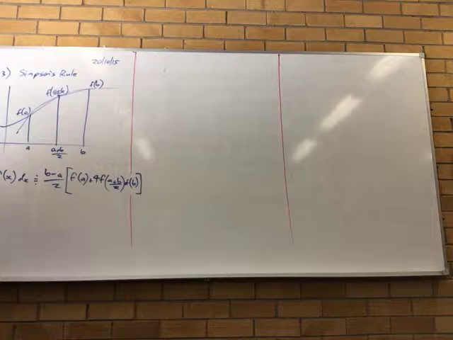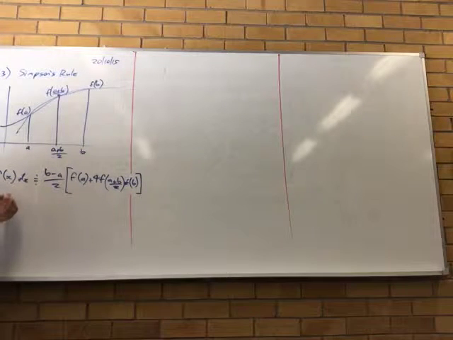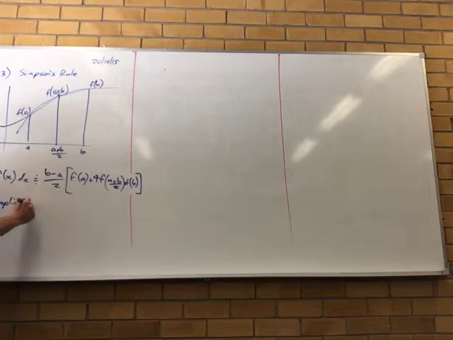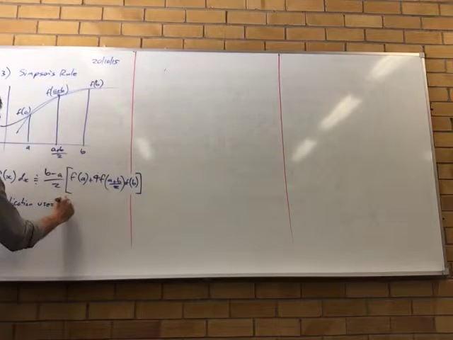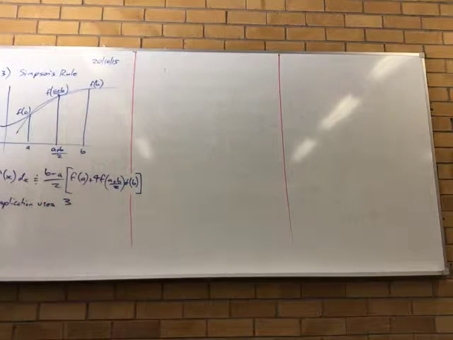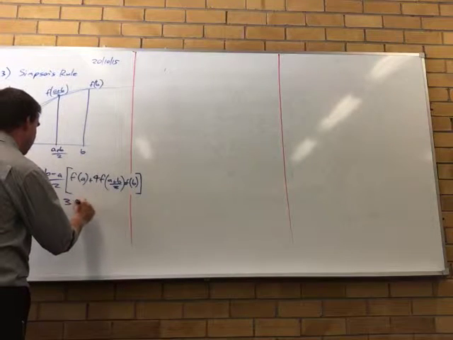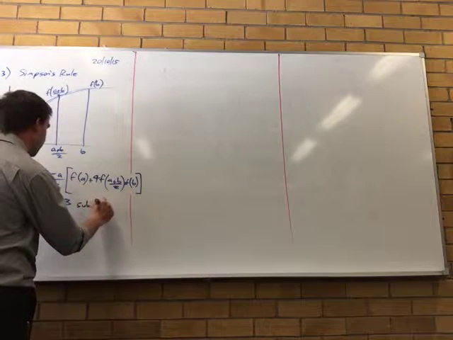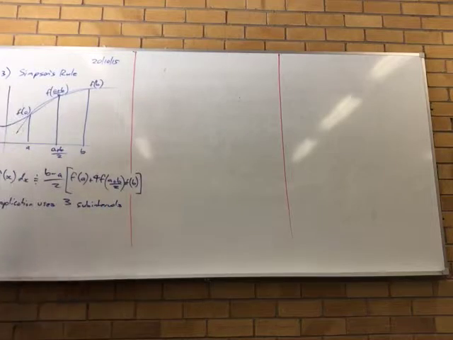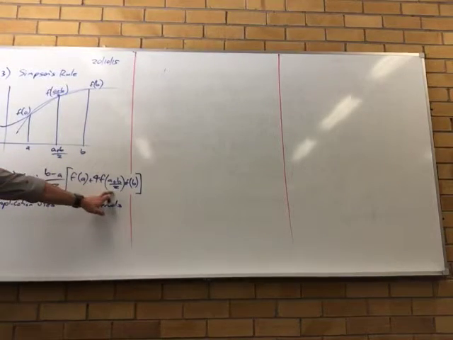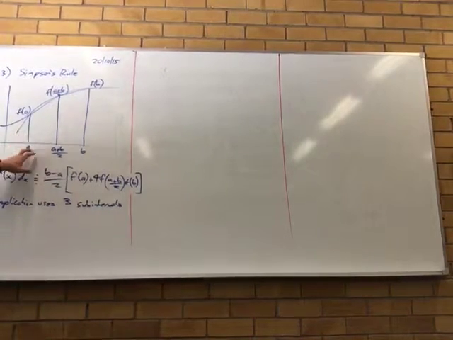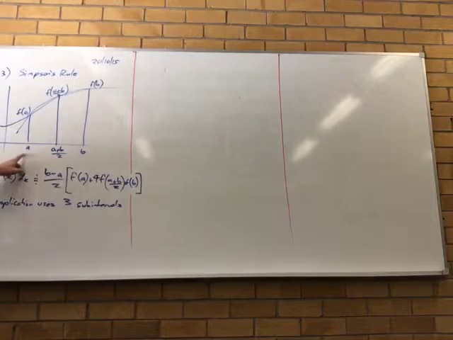So one application uses 3 subintervals, functional values, or ordinates. Technically you need 2 subintervals because you're doing the average, but just to illustrate, you need 3 values here to be able to use one application of Simpson's rule.